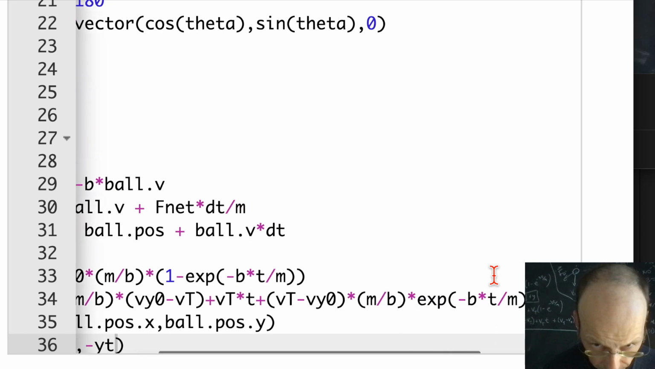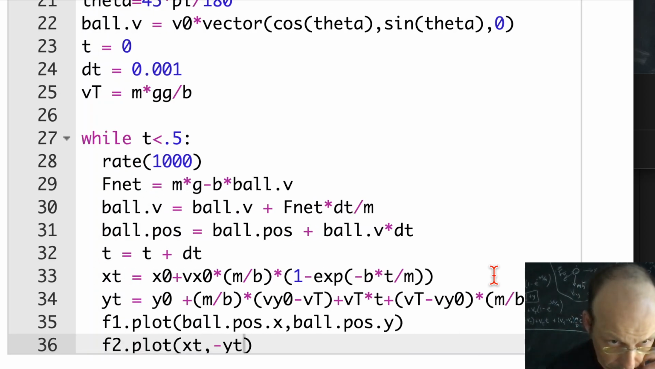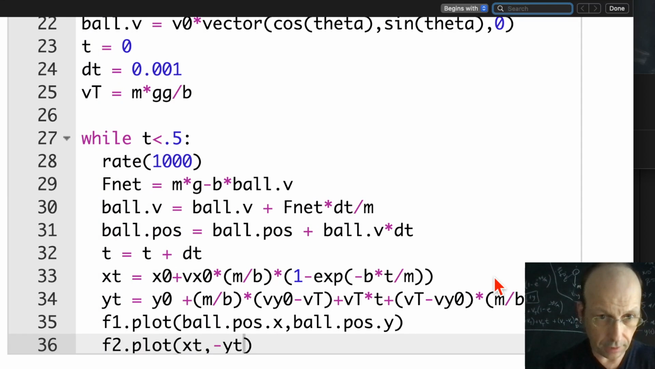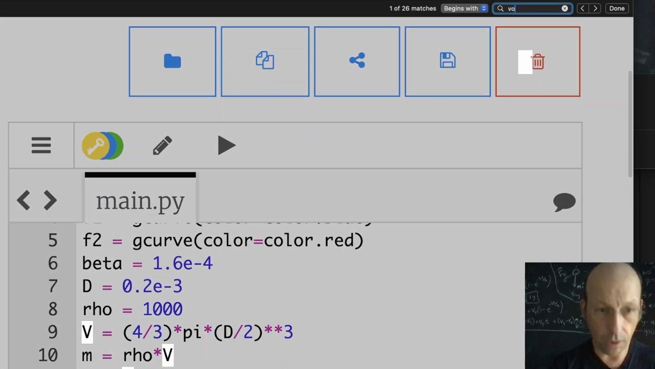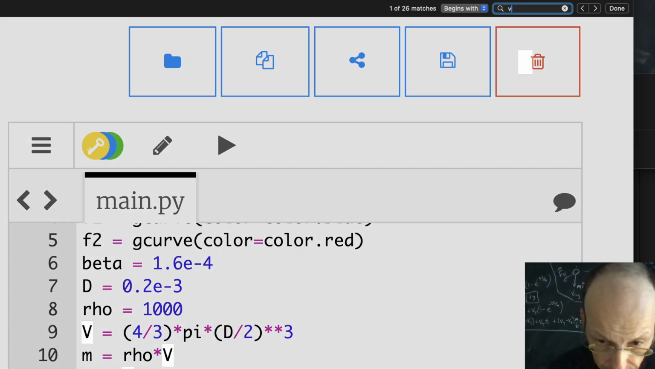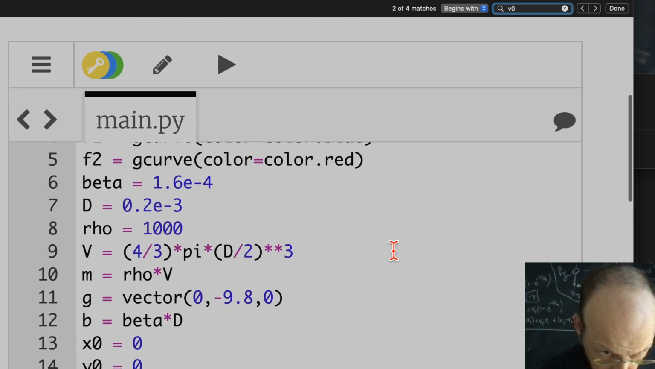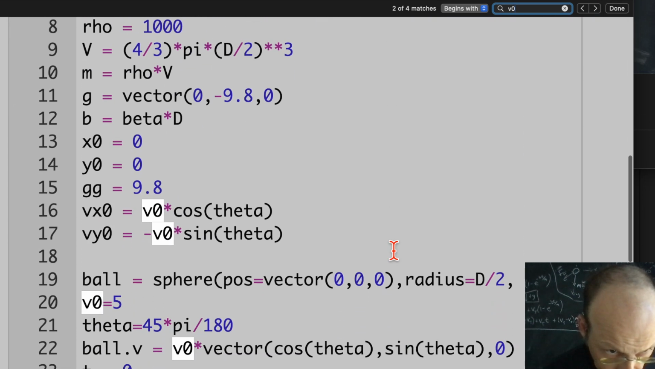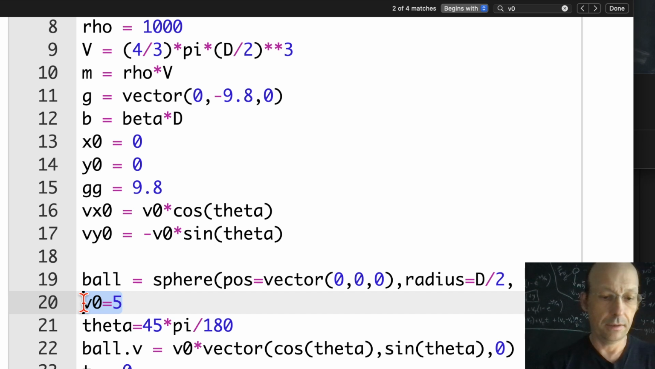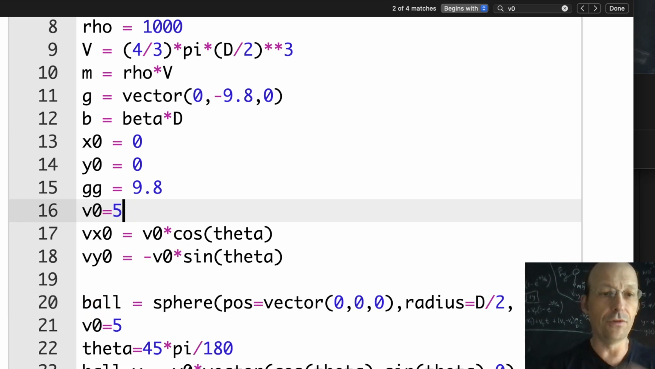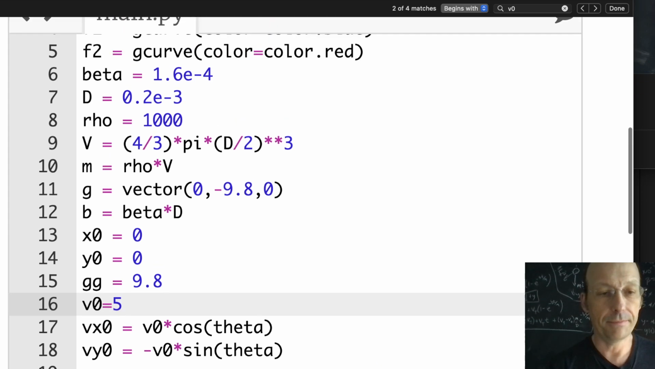I'm looking. I have V0. Let's just do Alt F, VO. No, V0. Next. V0, V0 equals 0. Oh, I see what I did. Okay. Control C. I used V0 before I said what V0 was. Dummy. Okay, that's fine.